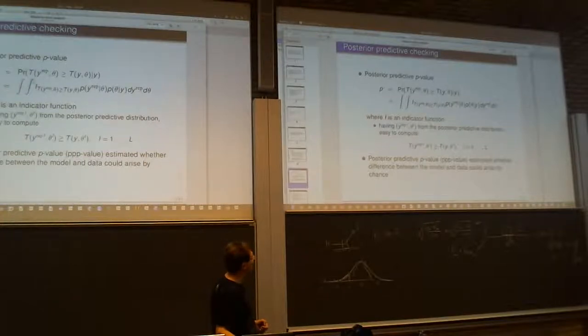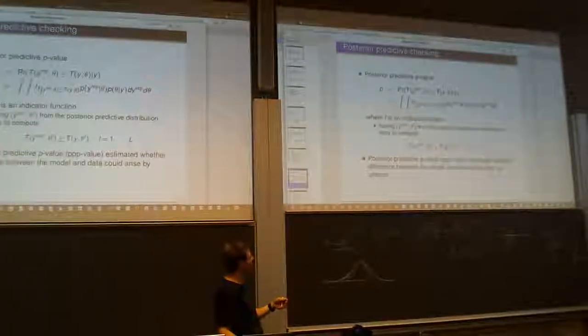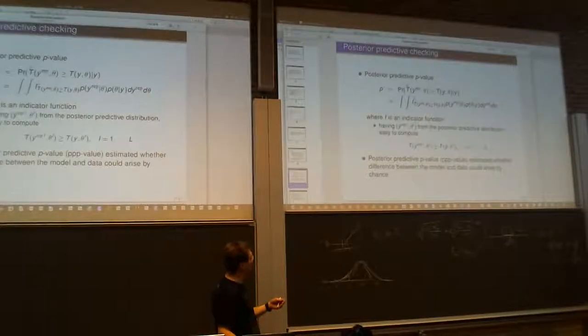So usually these test statistics depend only on y, and then it's either the replicated y or the observed y. And this is just showing how we look at the posterior predictive distribution, and this is the indicator function: how many times we observed the statistic for the replicated data being larger than for the observed data.